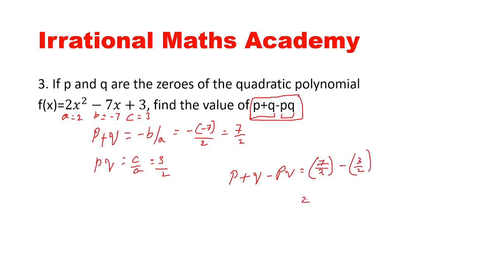Since the denominators are the same, I'll take the common denominator. 7 minus 3, what will I get here? 4 by 2. 2 ones are 2, 2 twos are 4. So the answer is 2. So the P plus Q minus P into Q value is 2.